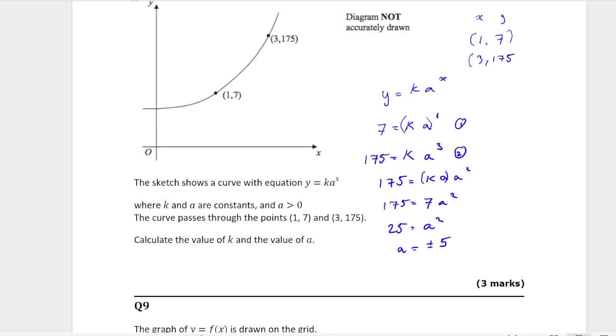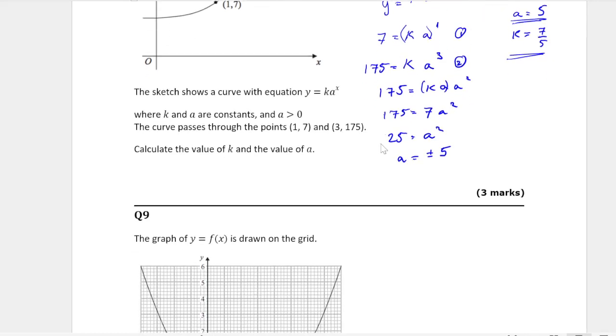We're told here that a is greater than 0, so I need to get rid of the negative version. So when a is equal to 5, k is going to be equal to 7 divided by 5, which is absolutely fine as an answer. You could convert that to being 1.4, but it doesn't ask for a decimal, so 7 over 5 is fine.